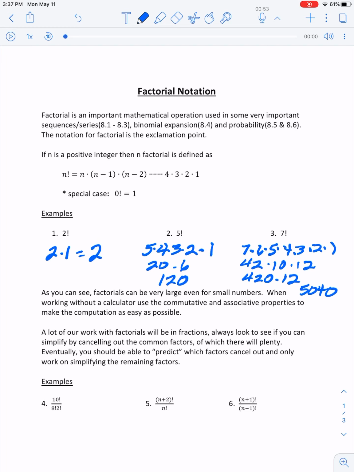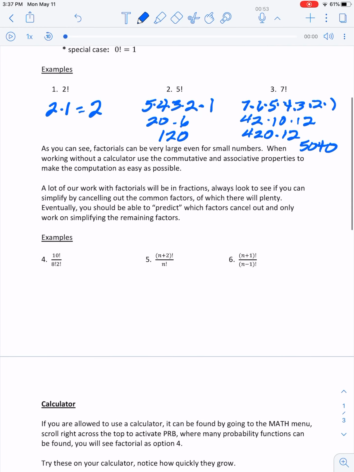A lot of our work will be with factorials being involved in fractions. Most of the formulas that come up with binomial expansion and with probability, you're going to see factorials in fractions. And what's going to happen is a lot of factors are going to cancel out.